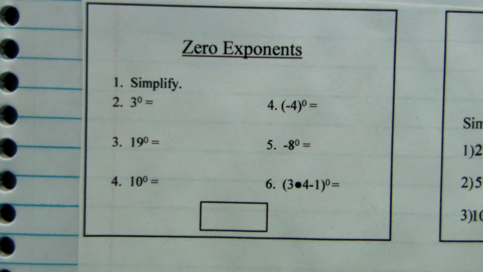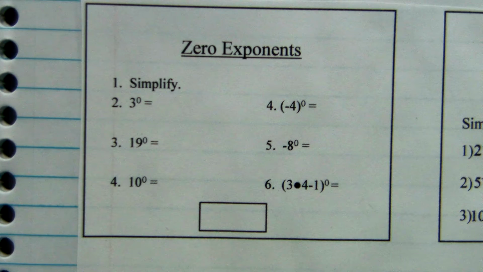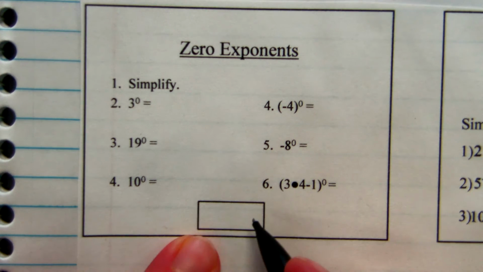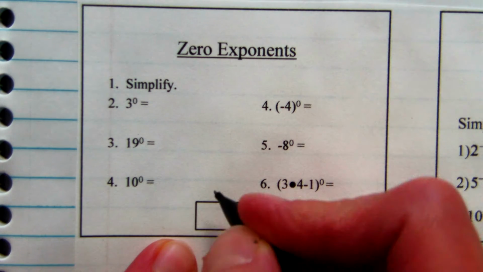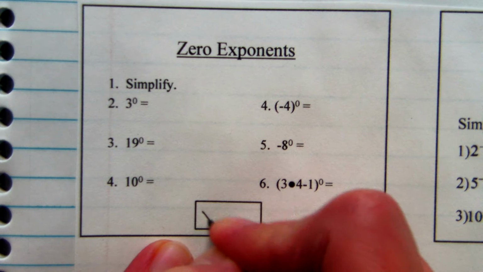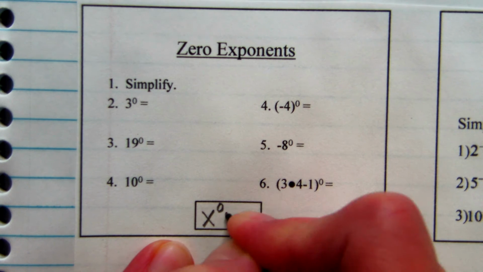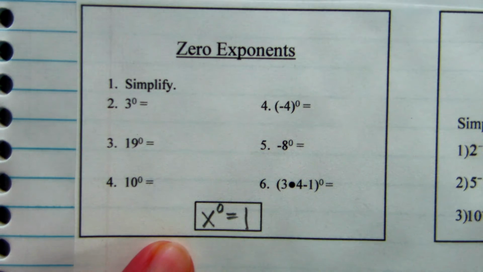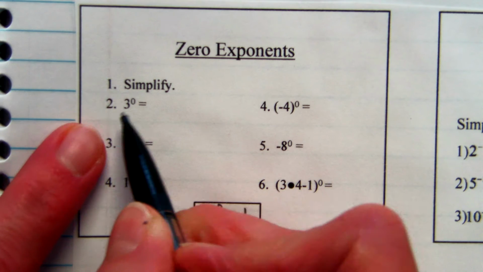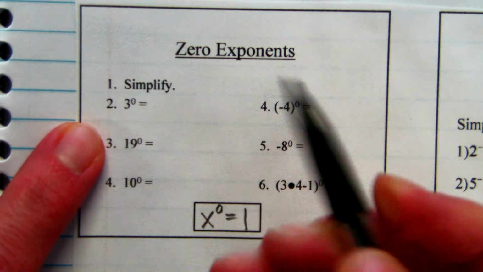All right, so we're looking at 0 and negative exponents. Here we go. Down here in this little box is where we're supposed to put our rule. Our rule is basically any number to the 0 power is 1. So if I have, and I don't know why there's a number 1 on simplify, but there is.